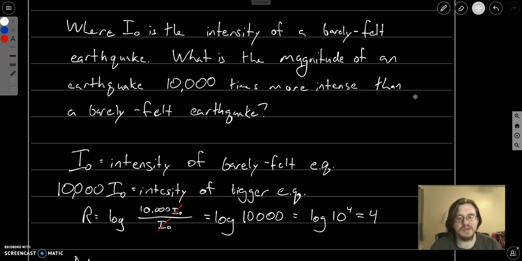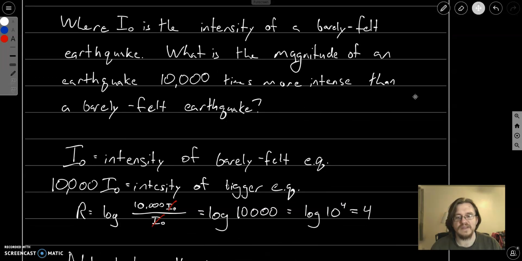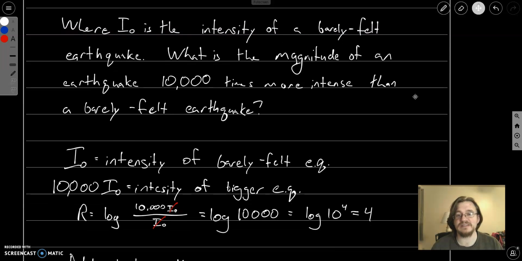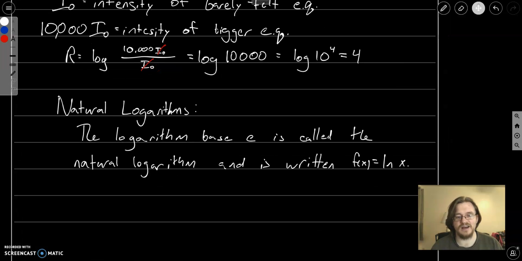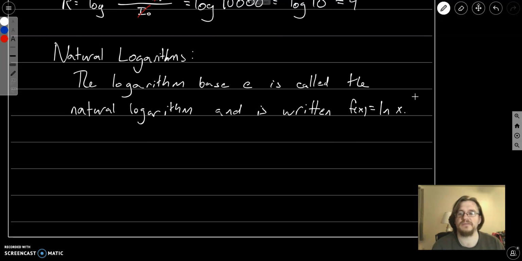So to put this in perspective, if we have a magnitude 0 earthquake that we can barely feel, one that's 10,000 times more powerful only has a magnitude 4. One that's 1,000,000 times more powerful, if you plug everything in, is going to be a magnitude 6 earthquake. So it's still not even getting up to the magnitude 8 to 9 earthquakes, which are unbelievably powerful.